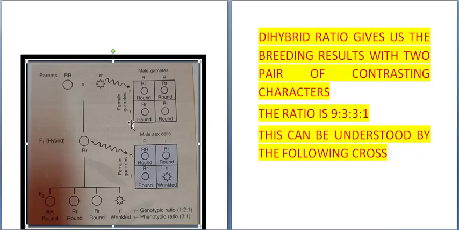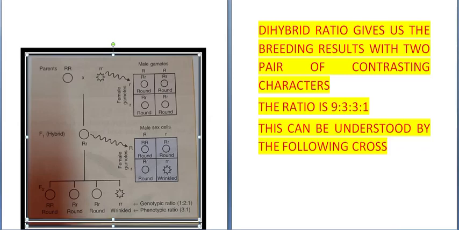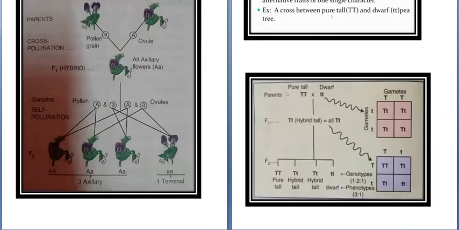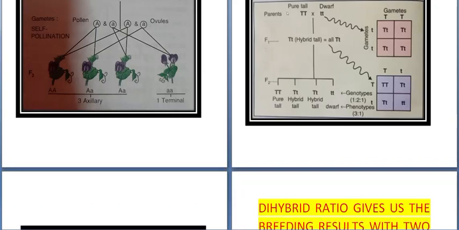Okay. Now next is dihybrid ratio. Dihybrid ratio gives us the breeding results with 2 pairs of contrasting characters, and this ratio is 9:3:3:1. This is the phenotypic ratio, and it can be understood by the following cross. Let us see a cross. You have seen 3 crosses of monohybrid ratio. We will now see a cross of dihybrid ratio.